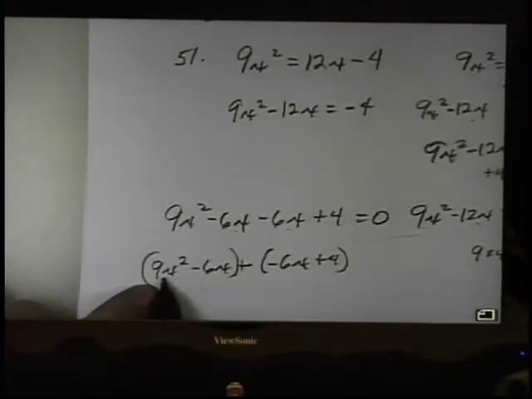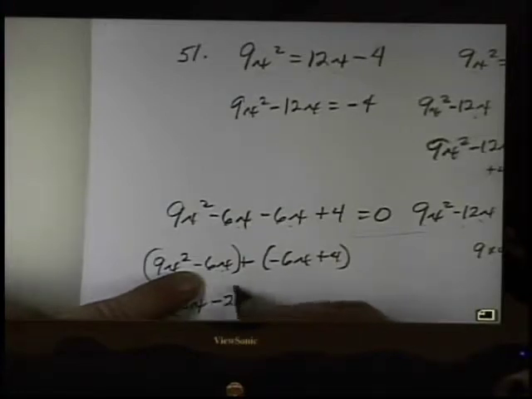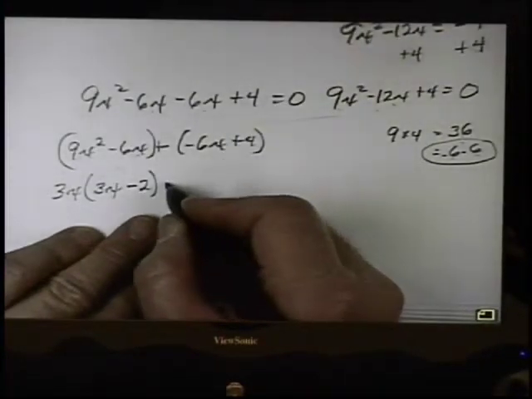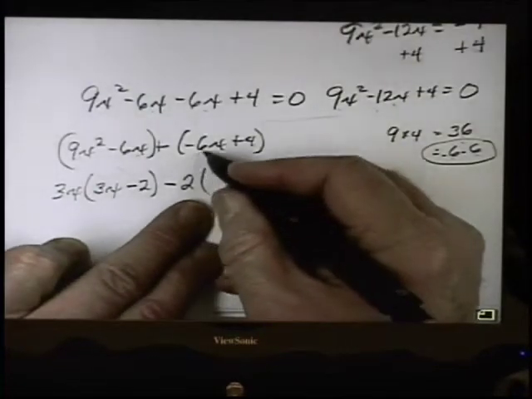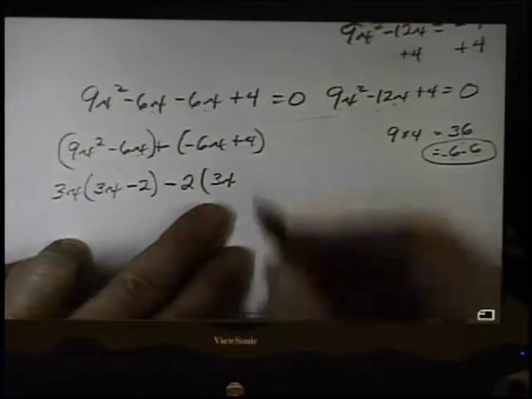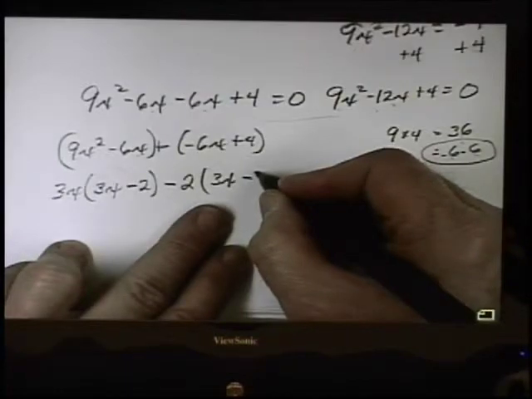Now I can divide out a 3x from each side here. So I have 3x, 9x squared divided by 3x is 3x, and minus 6x divided by 3x is a minus 2. Over here, I can divide a minus 2 out. Minus 2 into minus 6x is 3x, and a minus 2 into a positive 4 is a minus 2.